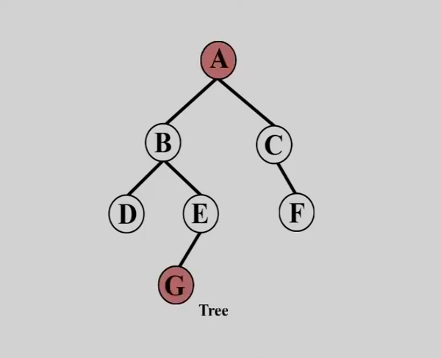Look at this figure. A path from root node A to node G is A to B, B to E, and E to G, which is of length 3 as there are 3 edges in this path. Similarly, a path from root node A to node F is A to C and C to F, which is of length 2 as there are 2 edges in this path.